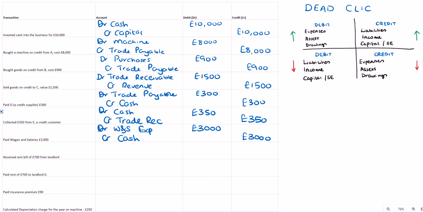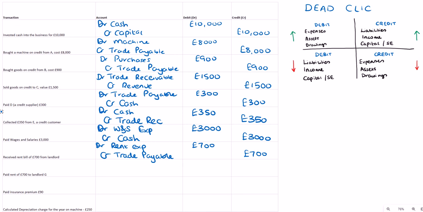Next one, received rent bill of £700 from landlord, so that's a rent expense. So that's going to debit rent expense, so I'm increasing my expense, so I do a debit, and I credit trade payable. I'm not told whether I've paid the landlord yet or not, so that's still on credit. So that's going to be £700 on both sides.